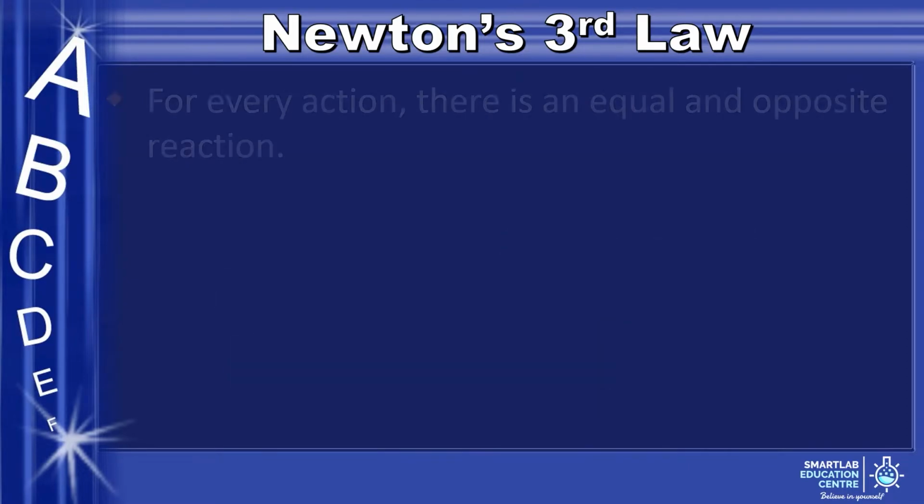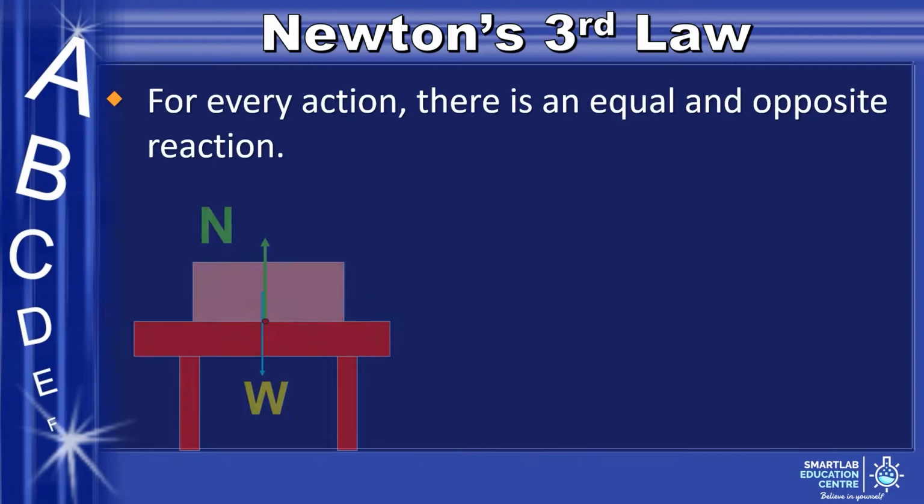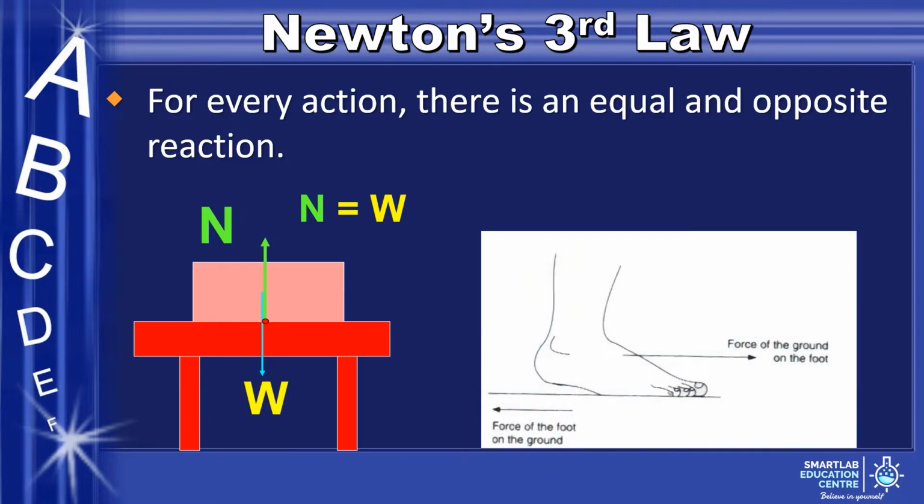Here are 2 other scenarios where the third law occurs. When a block is placed on the table, it exerts its weight on the table. This results in a normal force exerted by the table on the block. Both the normal force and weight in this case will be of equal magnitude. On the other hand, as you walk, your feet exert a force on the ground. This results in the ground exerting an equal but opposite force on your foot.